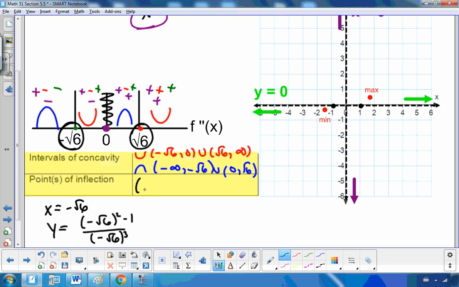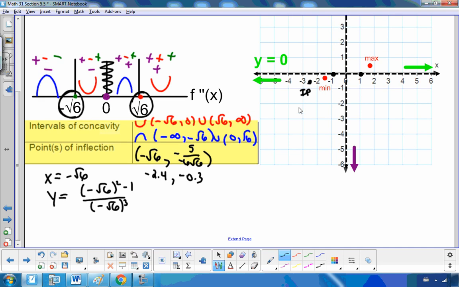So that's going to be a point of inflection at negative root 6 and negative 5 over 6 root 6. And just approximately so we can graph it, it's at about negative 2.4 and negative 0.3. So let's put that on the graph. So at about negative 2.4 and negative 0.3, so right about there, we'll say there is an inflection point.